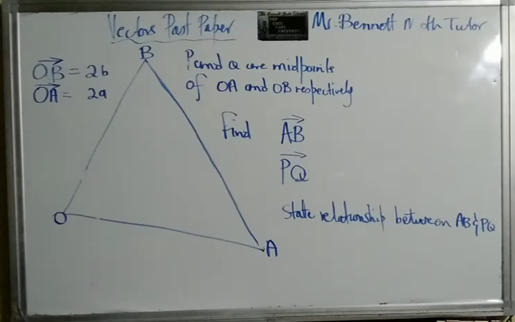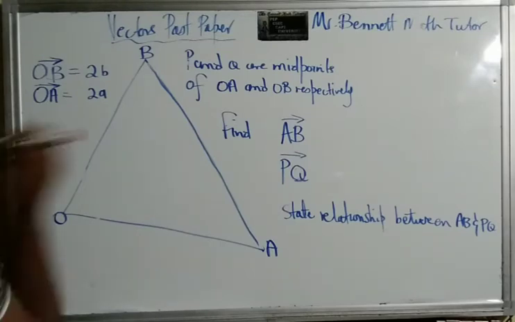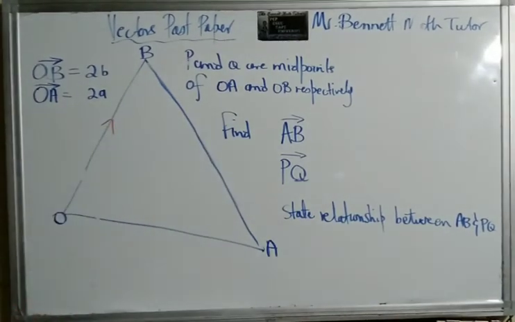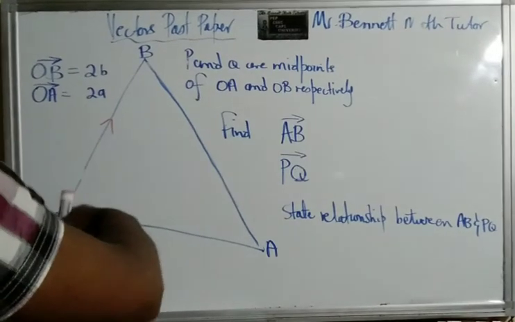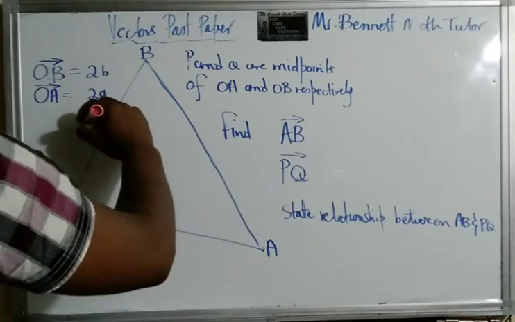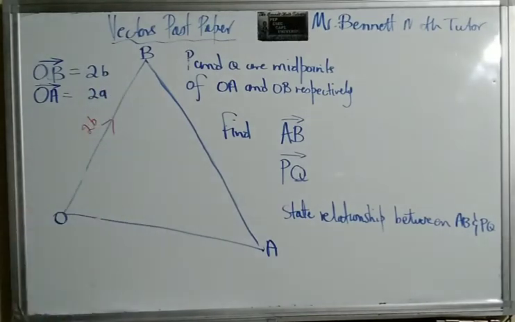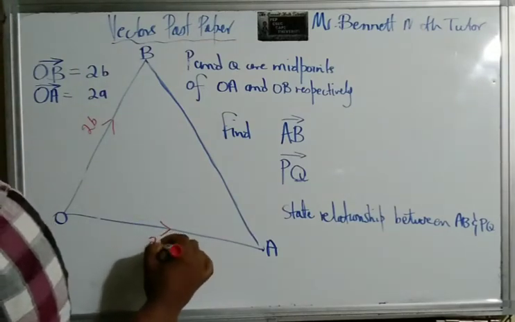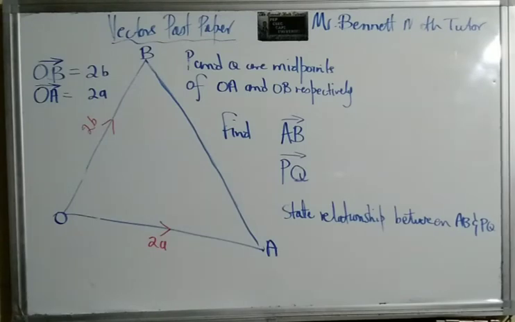So it says that OB, from O to B, is 2b. So we're just going to put in the direction, because remember, a vector has two things. It has a size and a direction. So the direction is from O to B and the size is 2b. Going to use a different color, and OA is 2a. So we have the size and we have the direction.